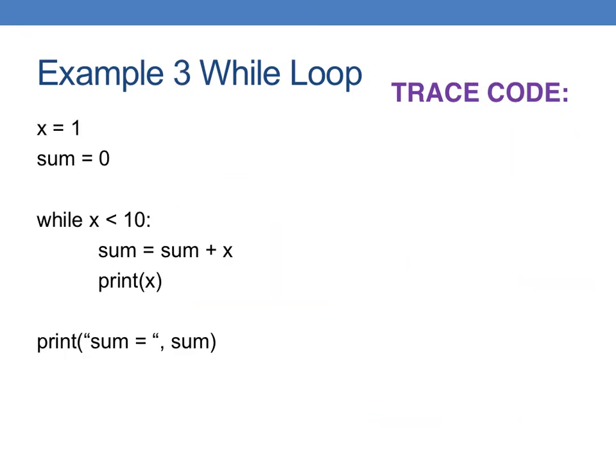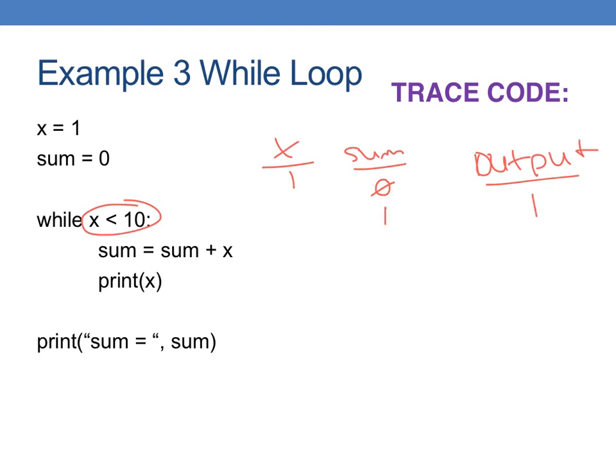All right, so a third example here, we have x, we have sum starting at 0. It says while x is less than 10, well, x is currently less than 10, so sum is sum plus x, so that becomes 0 plus 1 is 1. Print x to the screen. So that's our output. And we're going to print 1. And then we loop back up.